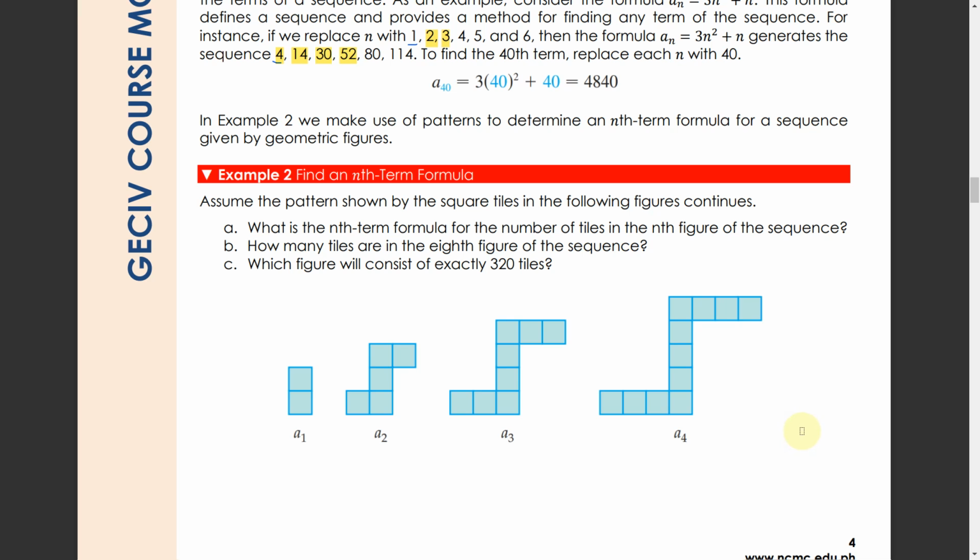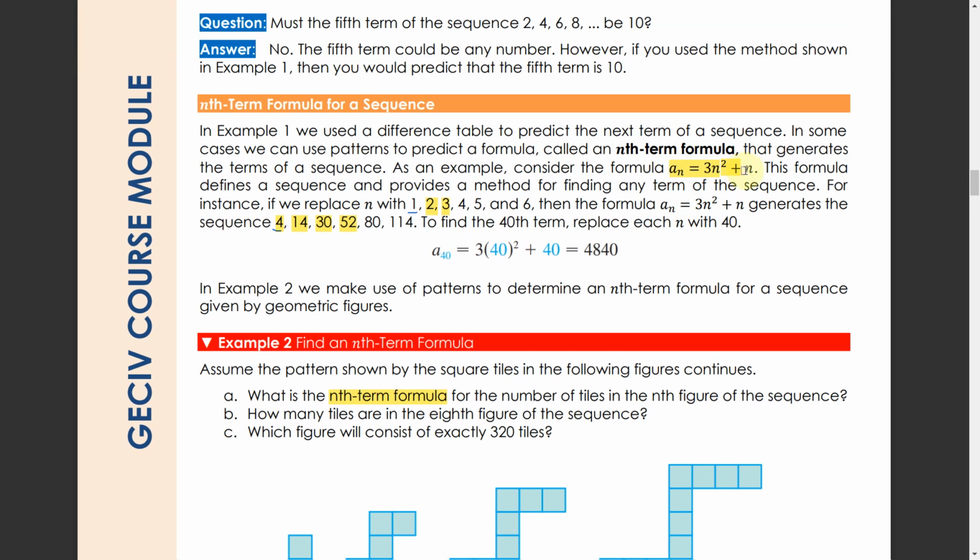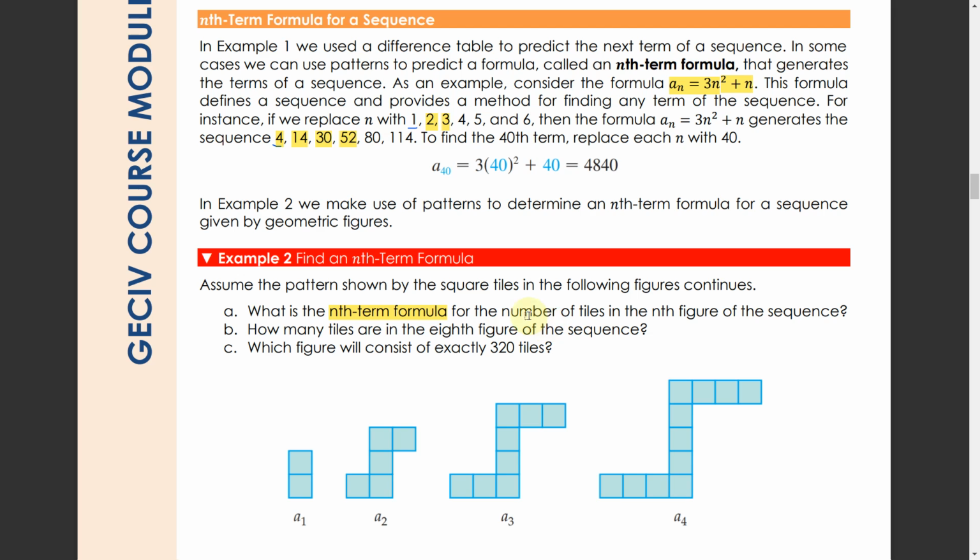So the question here is, what is the nth term formula? What is the nth term formula for the number of tiles in the nth figure of the sequence, given this figure? Letter B: how many tiles are there in the eighth figure of the sequence?